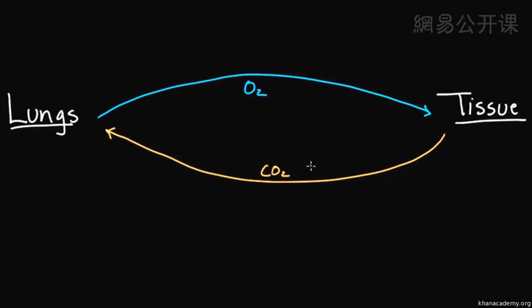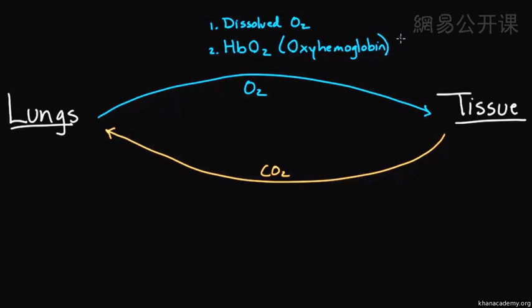And remember, in terms of getting oxygen across, there are two major ways we said. The first one, the easy one, is just dissolved oxygen, dissolved oxygen in the blood itself. But that's not the major way. The major way is when oxygen actually binds hemoglobin. In fact, we call that HbO2, and the name of that molecule is oxyhemoglobin. So this is how the majority of the oxygen is going to get delivered to the tissues.